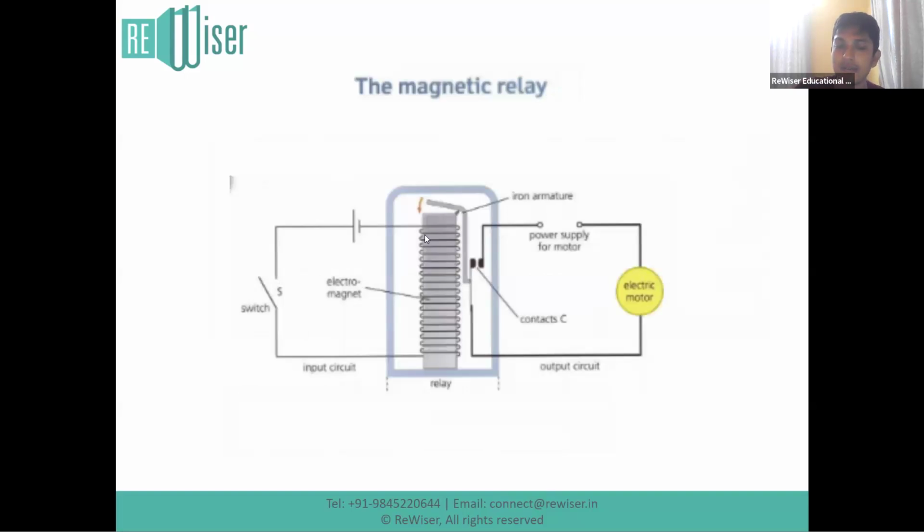The next device whose concept we need to understand is a magnetic relay. The purpose of a magnetic relay is to use a switch connected to a low power supply to turn on an appliance that is connected to a high power supply. How does this work? It works on the magnetic effect of current. Very simple. As soon as you close the switch, current will start to flow through the wire. And in fact, current will also start flowing through this coil, the one that you notice here.